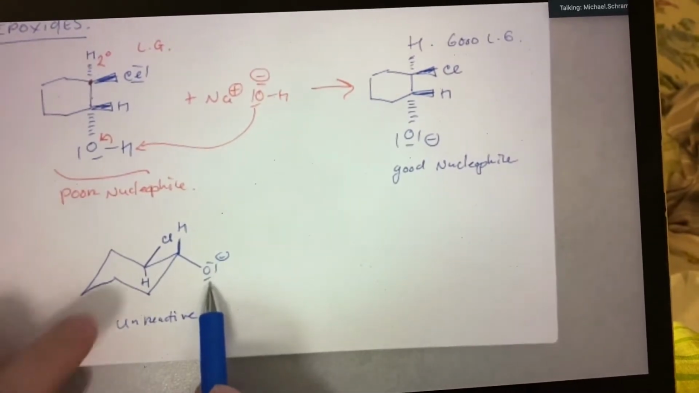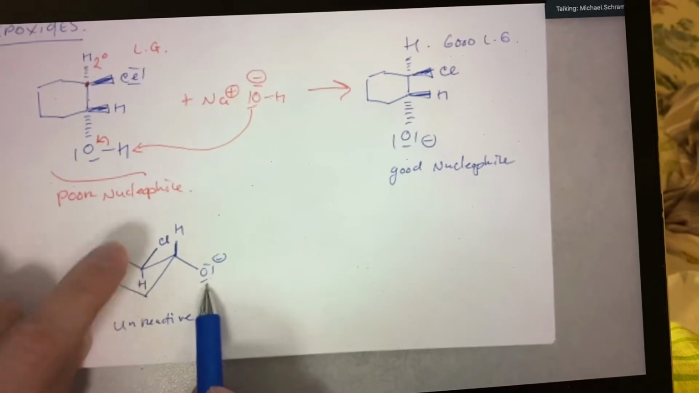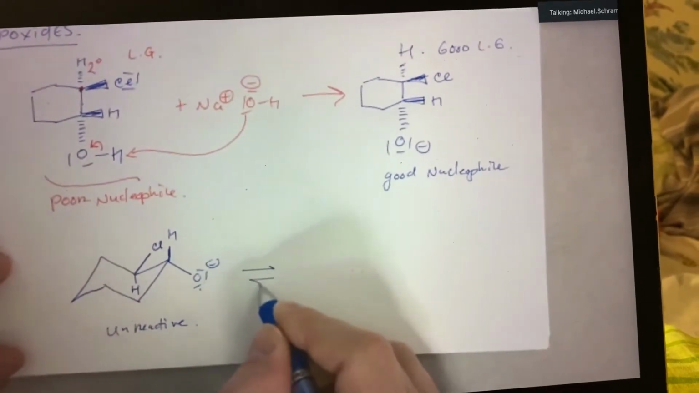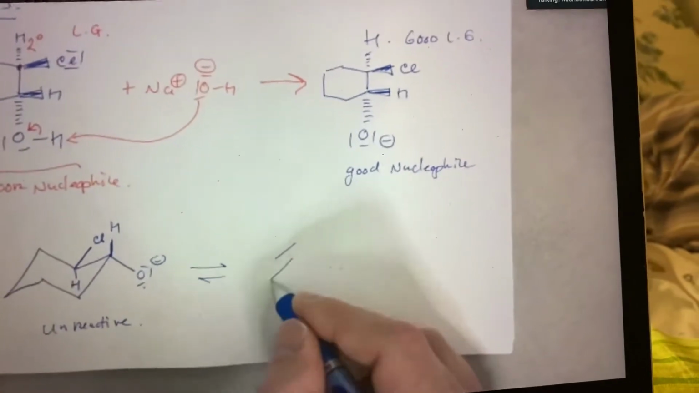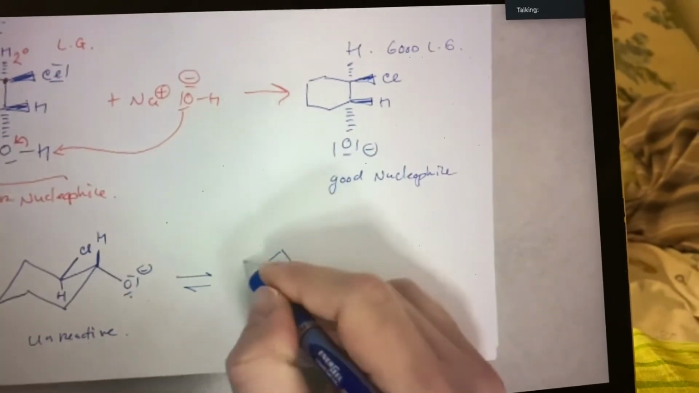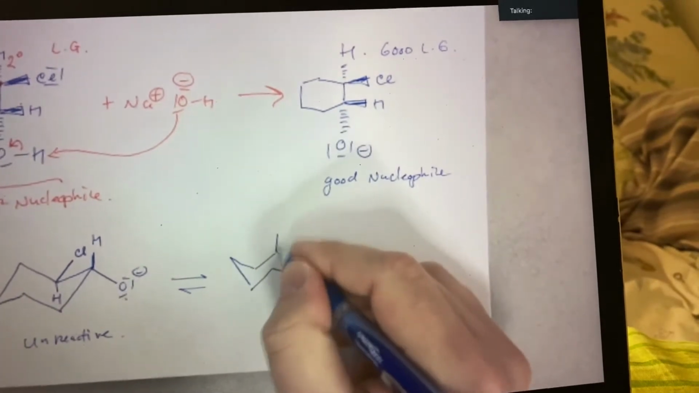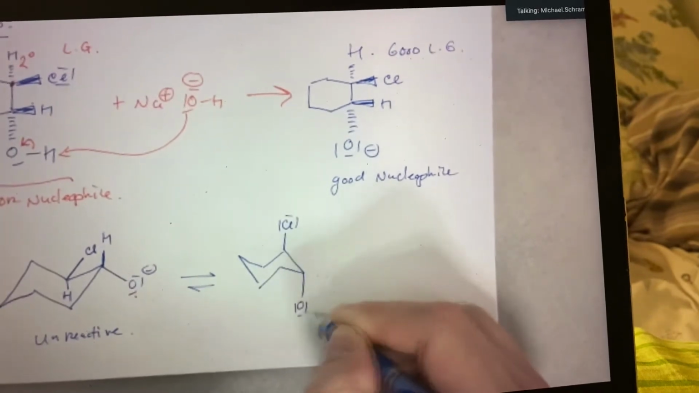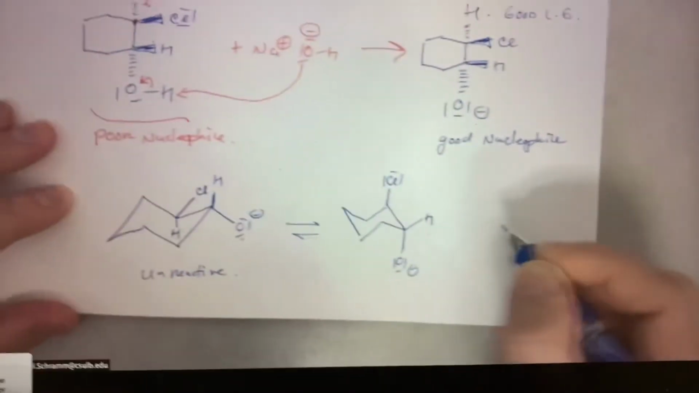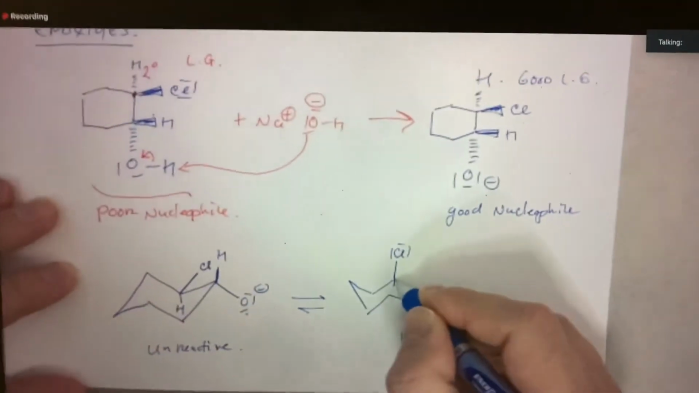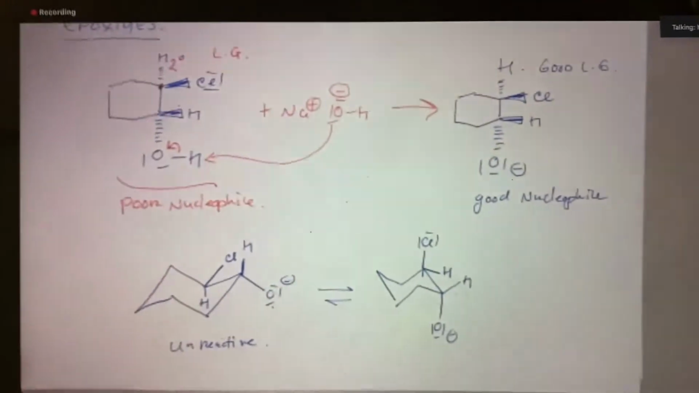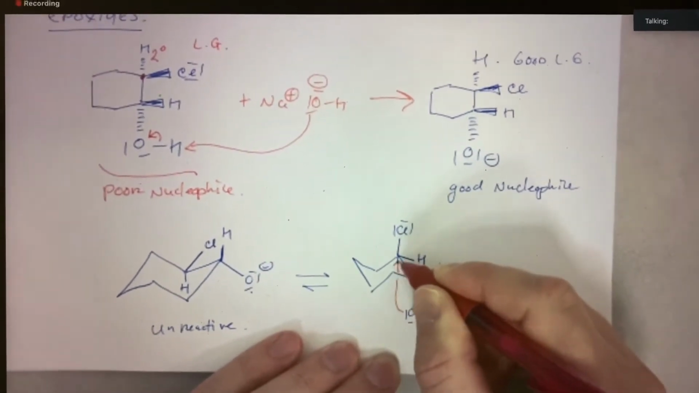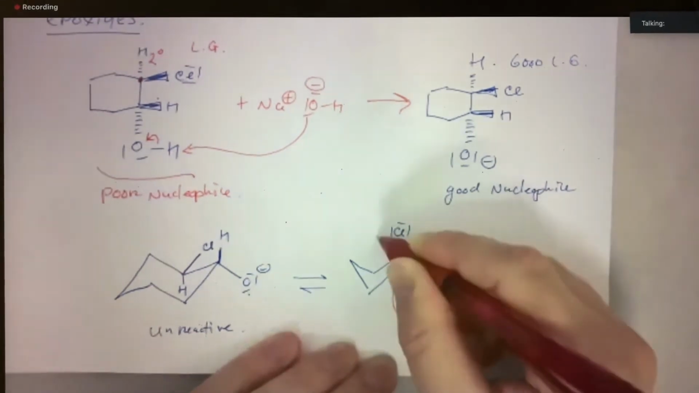We need this O minus to be able to attack at the backside of this carbon-chlorine bond for it to leave. If we ring flip this, chloride becomes axial, oxygen becomes axial. And from this particular conformation, O minus can actually attack.